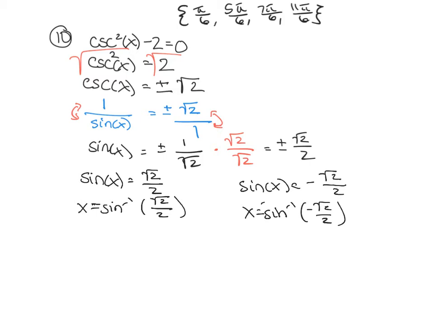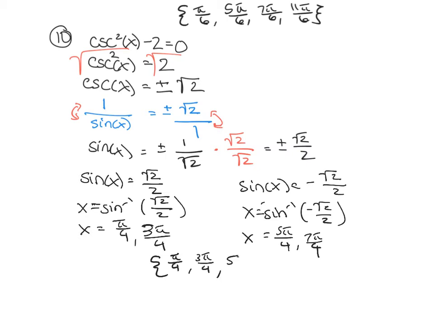And for my positive side, at what angle? Angles are my y values, root 2 over 2. That is going to get me pi over 4 and 3 pi over 4. And for my negative side, that is going to give me 5 pi over 4 and 7 pi over 4. So when I put this all together into a solution set, my answer should be pi over 4, 3 pi over 4, 5 pi over 4, and 7 pi over 4.